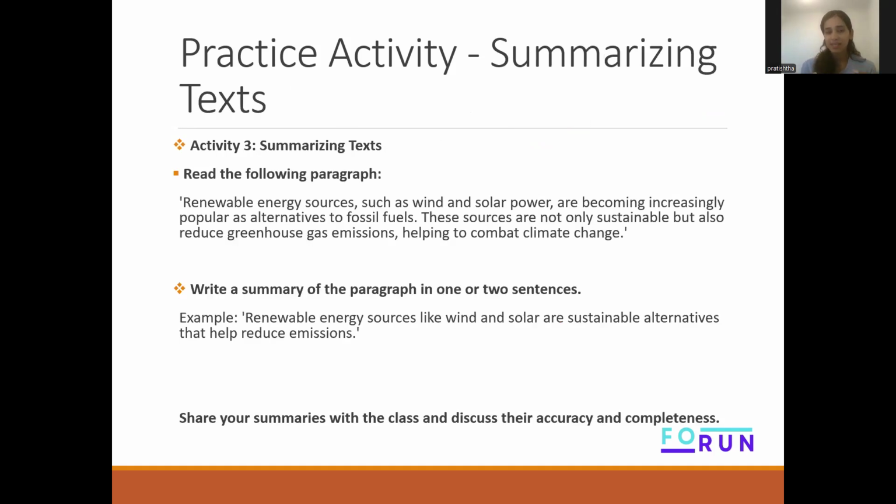Then we have summarizing the text. So read the following paragraph. Renewable energy sources such as wind and solar power are becoming increasingly popular as alternatives to fossil fuels, right? So these energy sources, like wind and solar power, are given by nature. It's an alternative to fossil fuels, which are man-made. These sources are not only sustainable, but also reduce greenhouse gas emissions, helping to combat climate change, right? So renewable energy sources like wind and solar are sustainable alternatives that help reduce emissions.